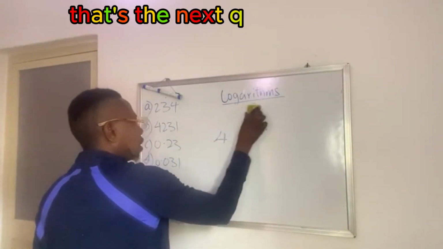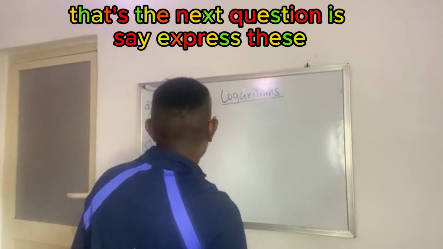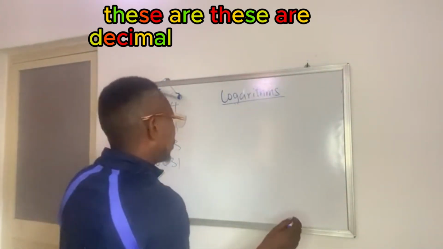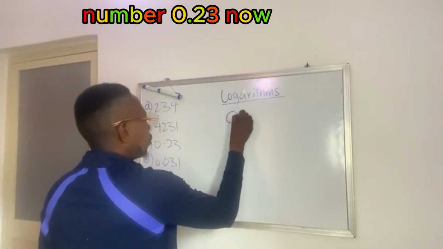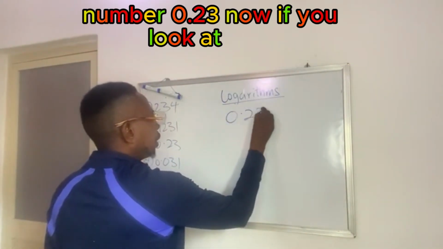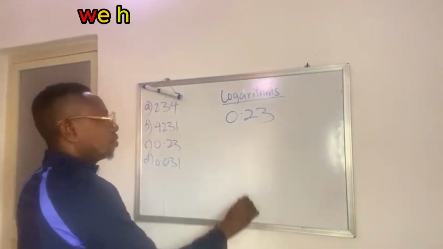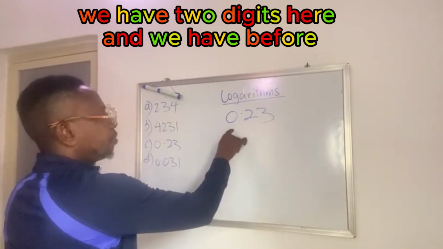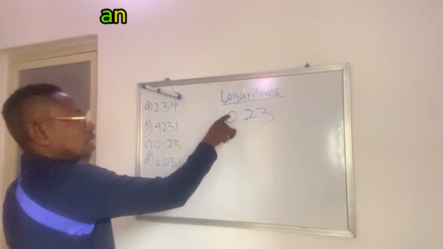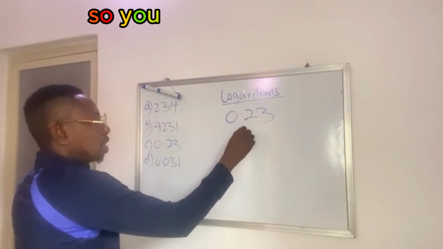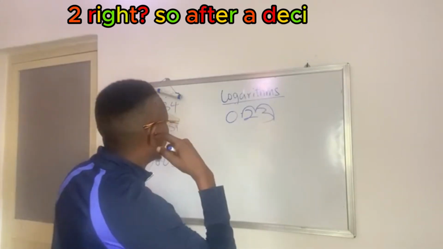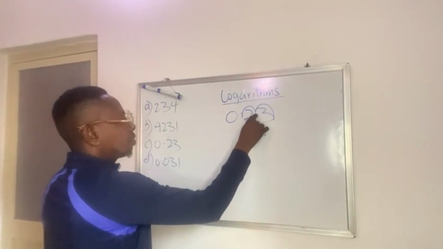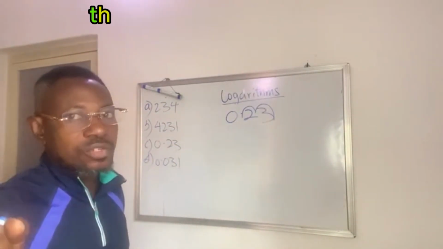That's the next question. Express this decimal number, 0.23. Now if you look at this, we have 2 digits here, and we have the decimal place here and 0 before the decimal place. So you count after the decimal place 1, 2, right? After the first number, I told you, that is where you pick your decimal.